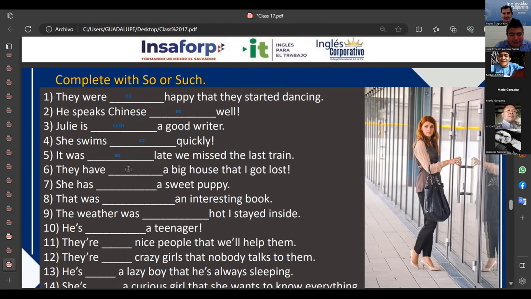They have such a view. Such a big house. She has such a sweet puppy. Such a sweet puppy. Puppy is doggy, dog. They want such an interesting look.